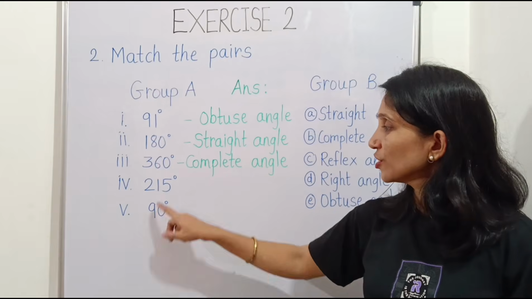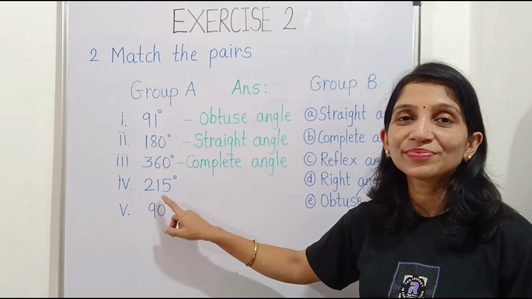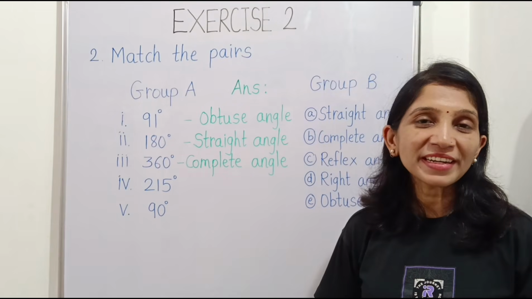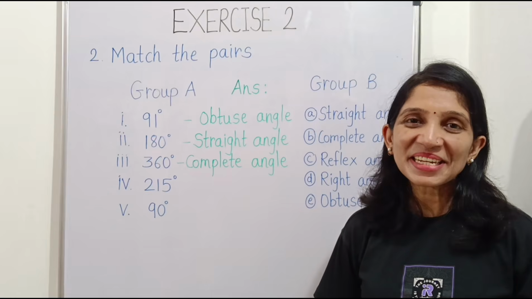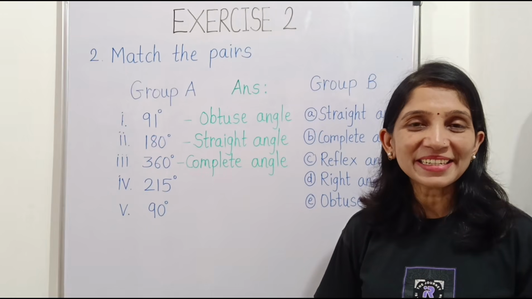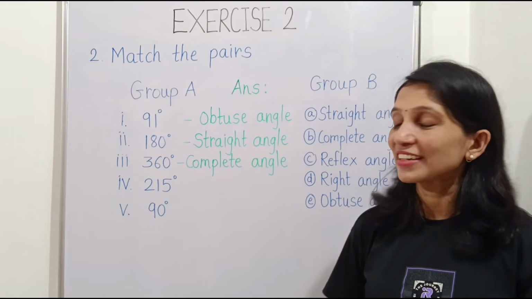Next measure 215 degree. More than 180 but less than 360. That means it is reflex angle.